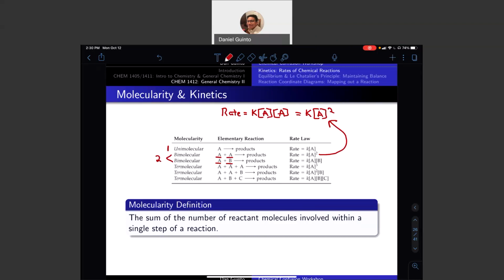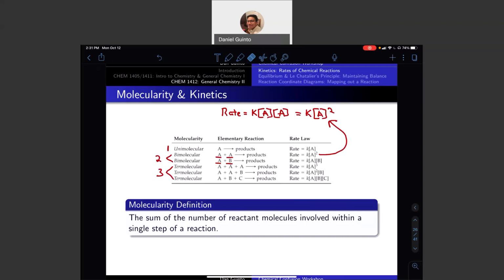And then again, for termolecular, which is something you will rarely see in Chem 1412, but sometimes your homework will make you work on it, or your professor might want you to get some exposure to it. That's when you have three molecules. So it's either two of the same molecule and one other molecule, or just three different molecules. And again, same thing. You have A cubed because you have A three times, and then A squared times B, or A times B times C, for the concentrations of them in this case.